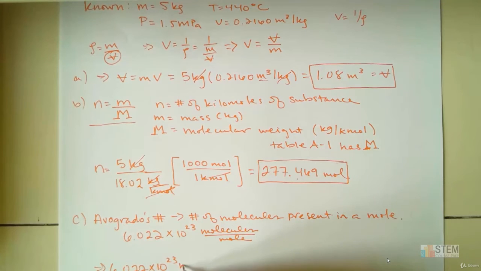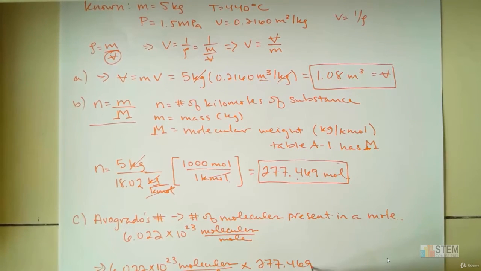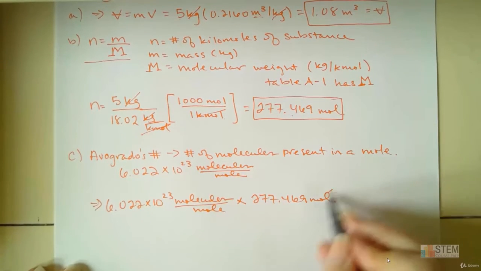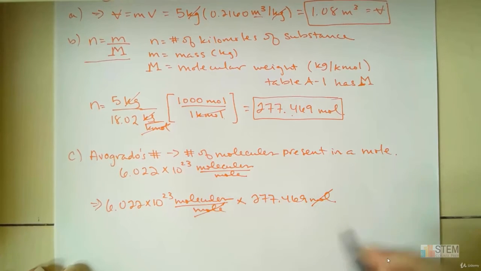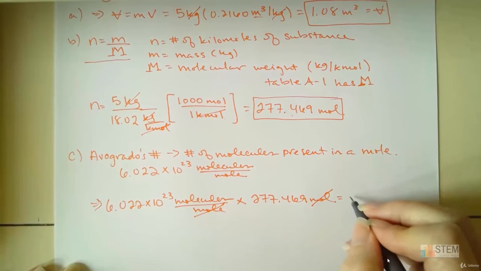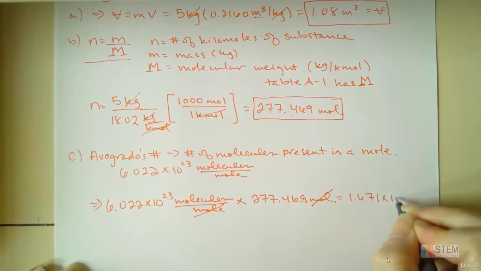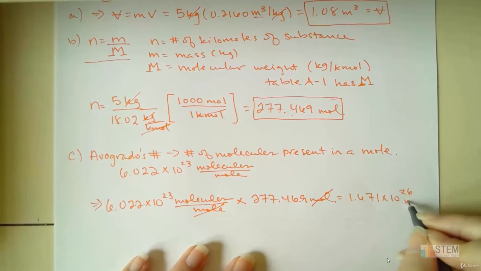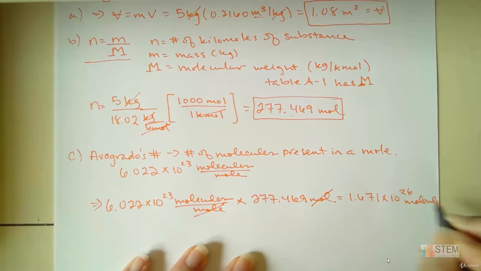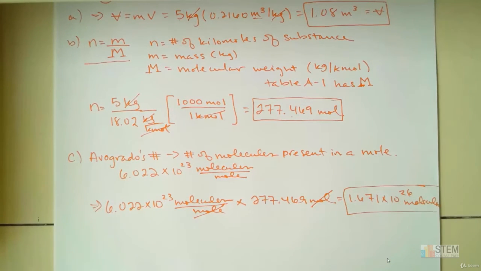So take Avogadro's number, and then we'll multiply it by 277.469 mole. Okay, so the moles cancel, you're left with molecules, which is what we wanted. So that's 1.671 times 10 to the 26th, and that's molecules. Okay? So there's an example in case you're ever asked to find molecules or number of moles. That's how you would do it.